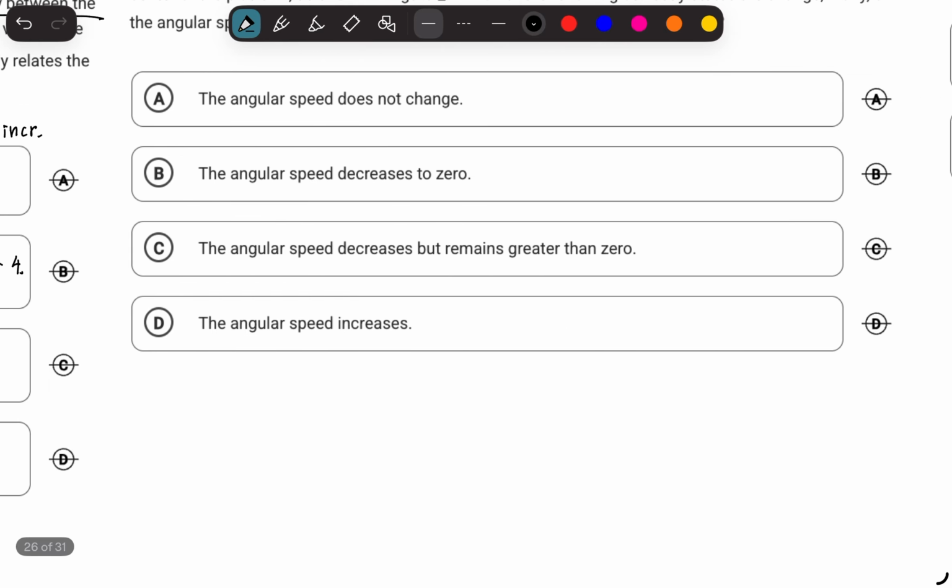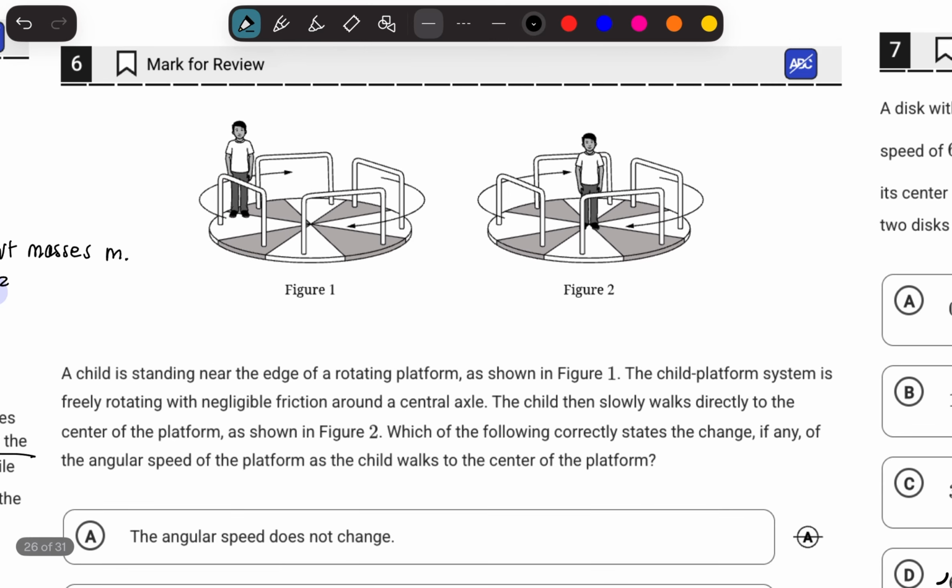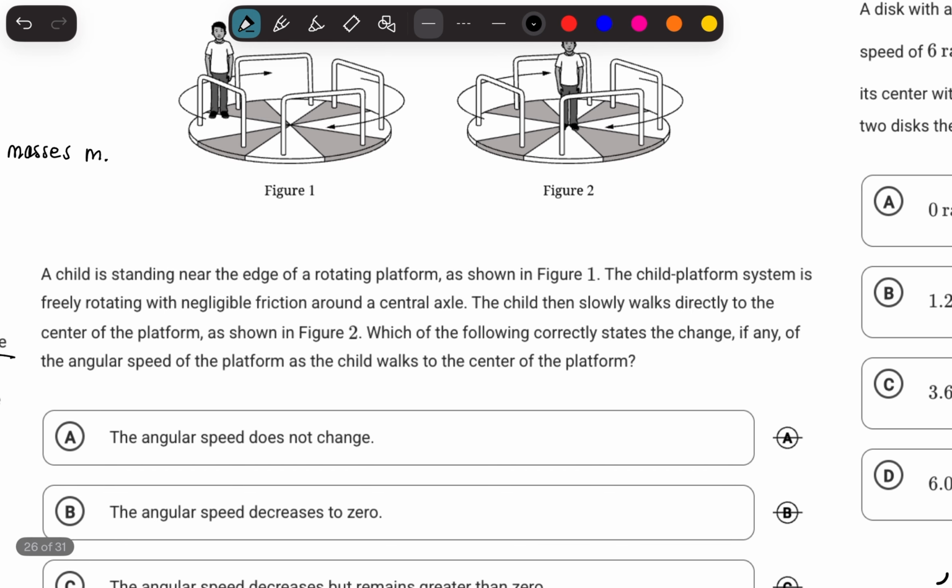Now for our next question, we have this rotating platform. A child is standing at the edge of a rotating platform as shown in figure 1. The child-platform system, so the child and the platform are included in this system, is rotating with negligible friction around a central axis. The child then slowly walks directly to the center of the platform as shown in figure 2. Which of the following correctly states the change, if any, of the angular speed of the platform as the child walks to the center of the platform?